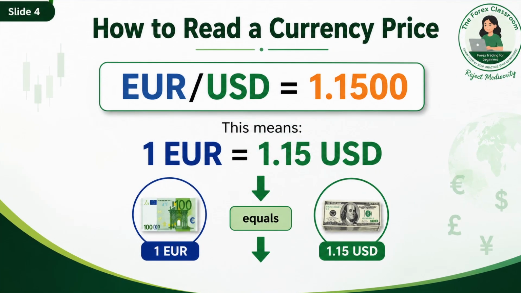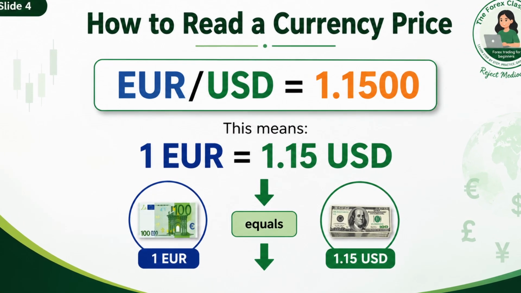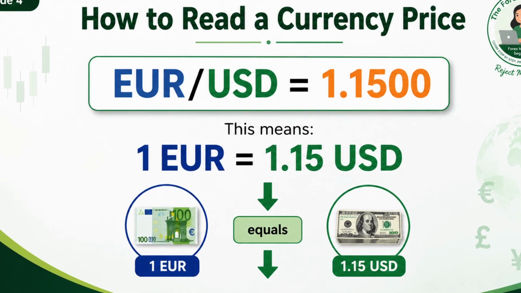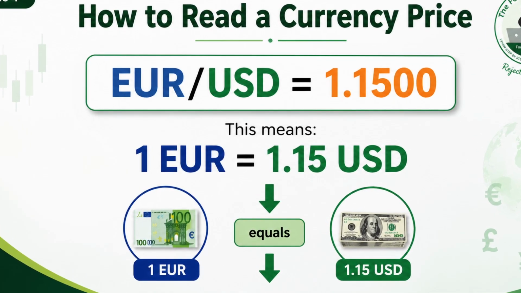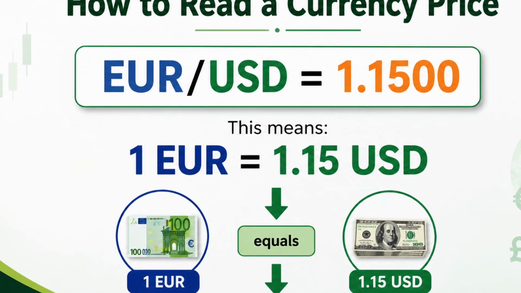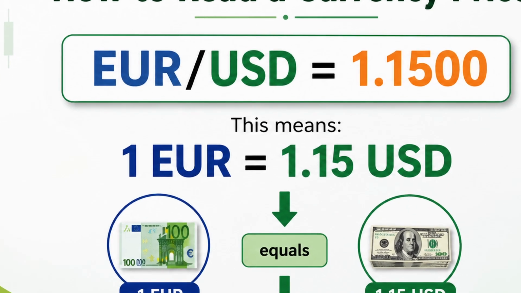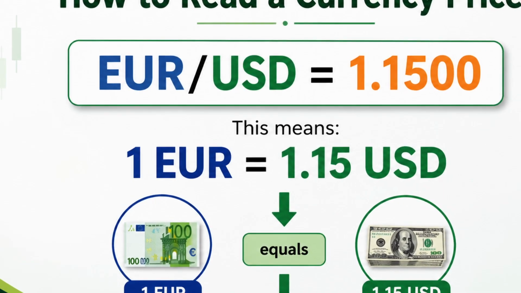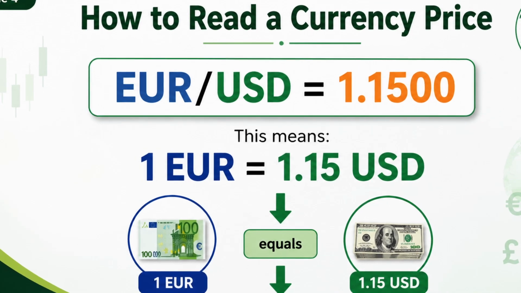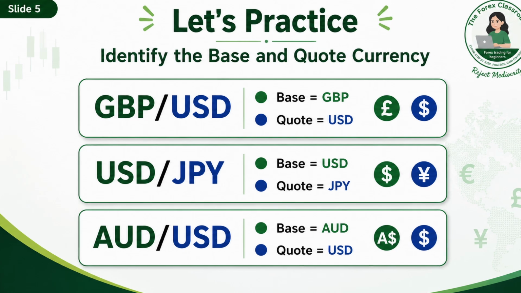Now, how can we read a currency pair? If the price of EUR/USD is 1.1500, it means that 1 euro is worth 1.15 US dollars. Notice that the price always tells us the value of 1 unit of the base currency in terms of the quote currency. Let's practice with a few more examples.